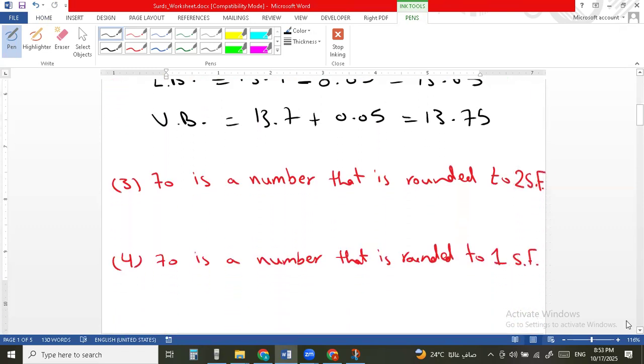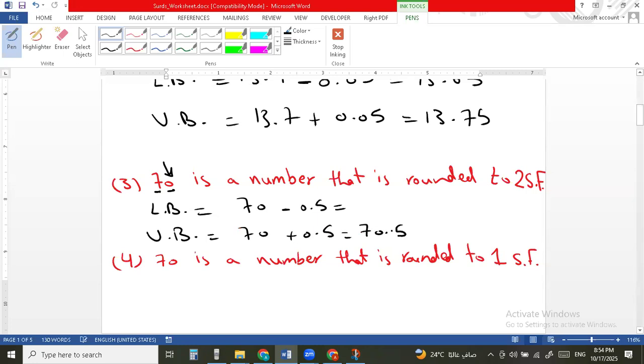Next question, this is saying 70 is a number that is rounded to two significant figures. Two significant figures, here is the first, here is the second, so it is rounded to the nearest whole number or rounded to the nearest ones. So for the lower bound, it is actually 70 minus, it's rounded to the nearest whole number, so it is minus half. And for the upper bound, it is 70 plus half, which is 70.5 here, 69.5 here.